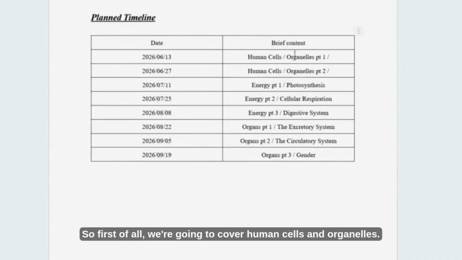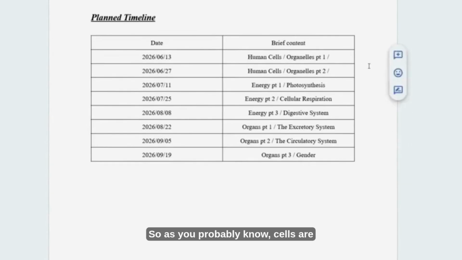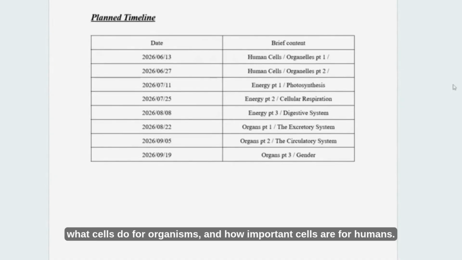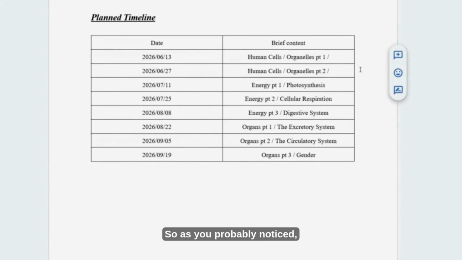First of all, we're going to cover human cells and organelles. As you probably know, cells are the basic units of life, and in these 2 parts, we're going to talk about the definition of cells, what cells do for organisms, and how important cells are for humans. As you probably noticed, this course will focus on humans in general: human cells, human organs. We're going to talk about organelles as well.